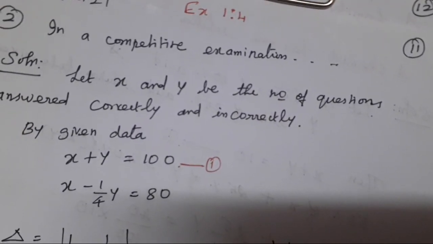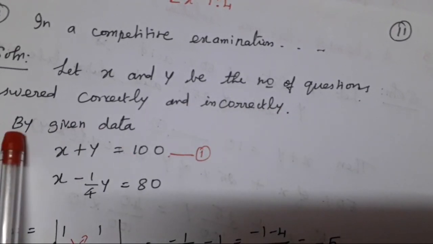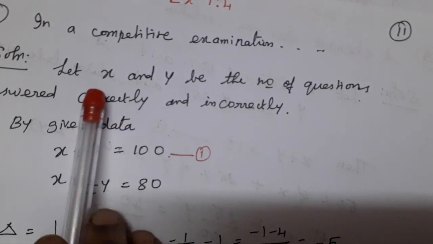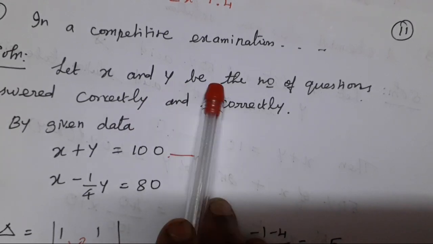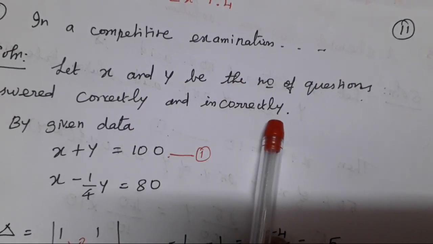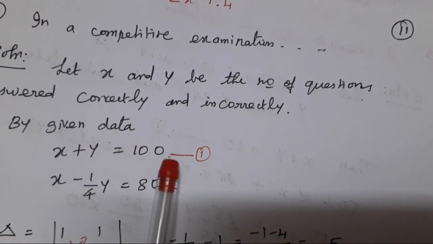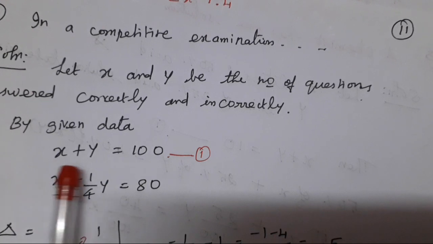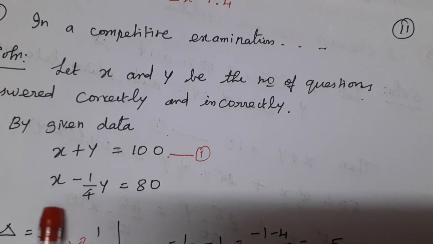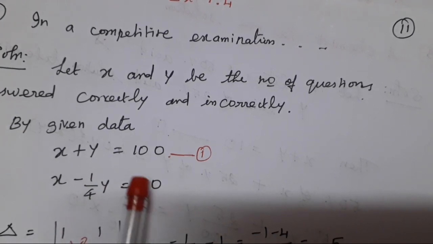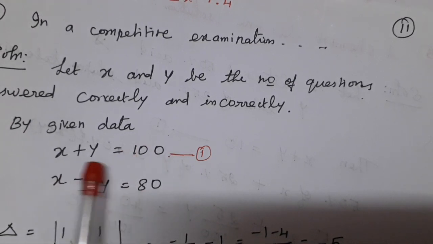Let x and y be the number of questions answered correctly and incorrectly. That is, let x be the number of questions answered correctly and y the number answered incorrectly, that is wrongly. By the given data, how many questions did he answer? 100 questions. Therefore, the sum of correct and wrong answers: x plus y equal to 100.